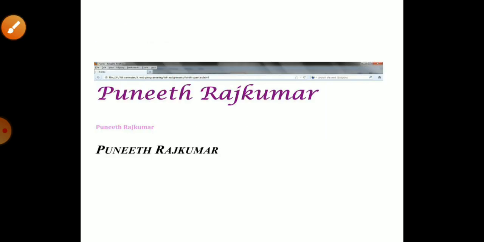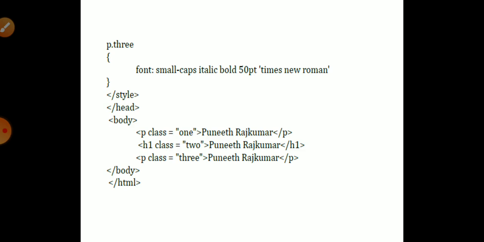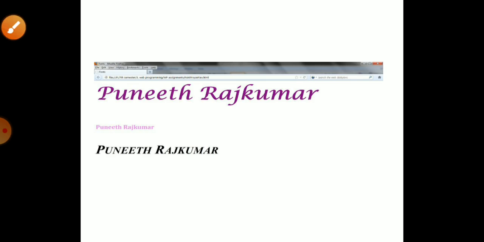You can check out. In the first property you had that Lucida Handwriting, then it had purple color, and the output has this aspect where it is 75 points. The second one is light bold, which is being considered. You can check out here the second one, which was Cambria, violet and italics. This is your second class, heading H1, which is being considered here. So the output would be in this format.